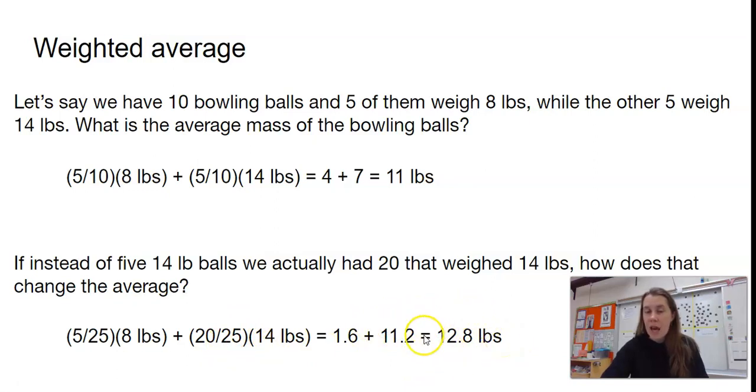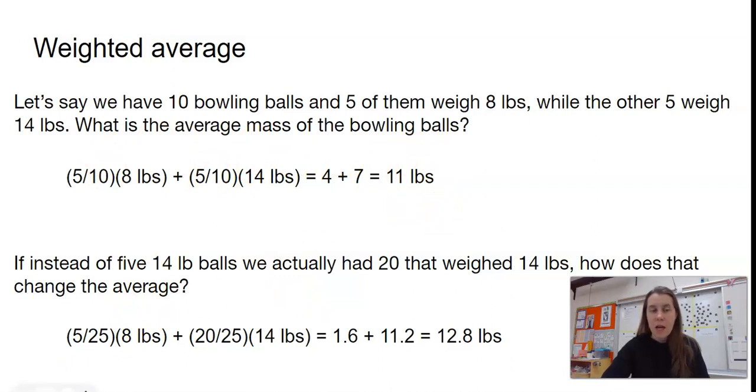All right, so you notice the average mass is always going to be between the two masses that we have. So no matter how many of each we have, our average is always going to be between 8 and 14. All right, and then whichever one we have more of, in this case we had more of the 14-pound balls, our mass is going to be closer to 14 than it was to 8. Here we had an equal number, so it's going to be right in the middle.